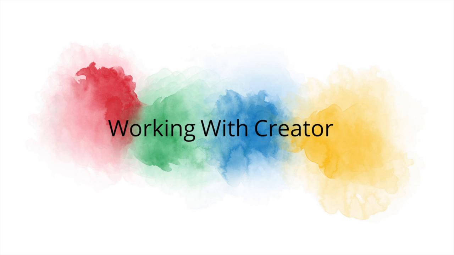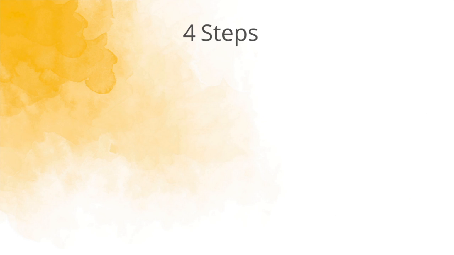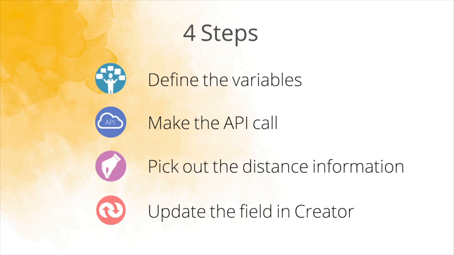So now let's actually get to Creator and start building. There's 4 steps that we're going to go through, and that's all it really takes to build an API request. The first one is going to be defining our variables. Then we're going to make the API call. Then we need to pick out the information that we want out of that API call. And then the last thing is we need to update a field in Creator, right? Pretty straightforward. Is it straightforward? Is anybody lost? All right, cool.